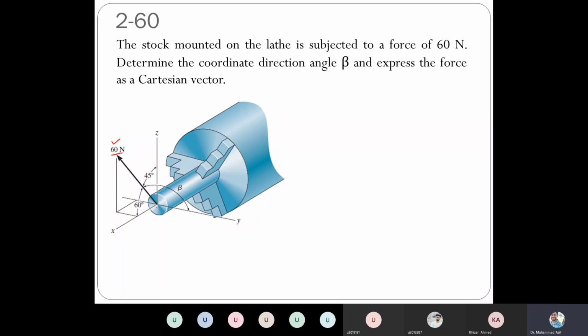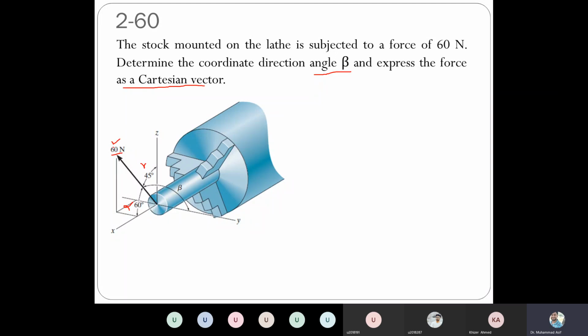And the angles are given like this. This angle is the angle with the x-axis. What is the name of that angle? Alpha, yes, this is alpha. Then there is another angle of that force with the z direction, that's called gamma. And the force angle with the y-axis is called beta. The question is, first of all, what is the value of beta, and then express the force as a Cartesian vector.